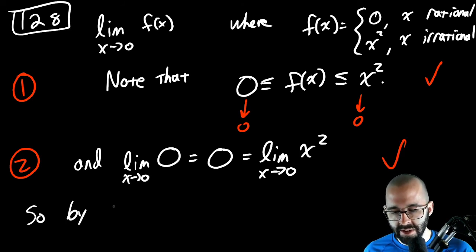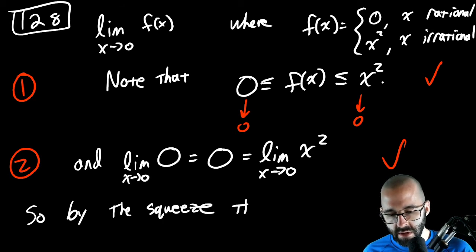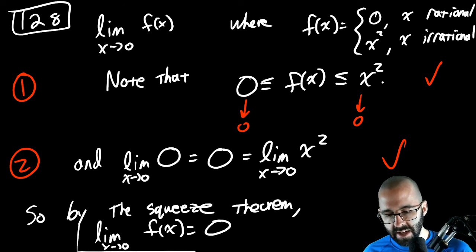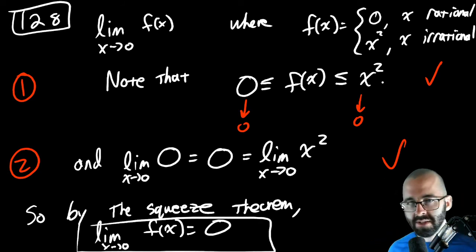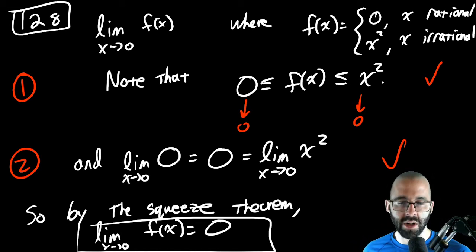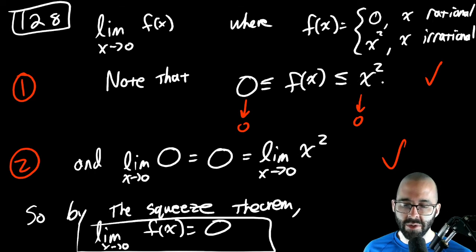So by the squeeze theorem, the limit as x approaches 0 of our original function, the one we care about, is also equal to 0. Because it is getting squished between two other things that are going to 0. And that's how you can use the squeeze theorem for a more complicated problem compared to the one from the notes.